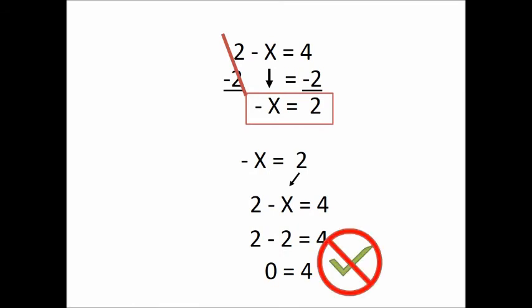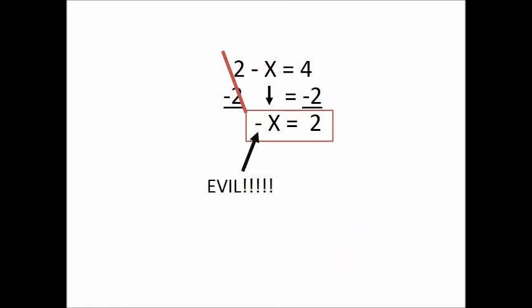That doesn't check out. Well, this is why Mr. Beuthin had you do those little checks, because you're going to find out that it didn't work out. So we did something wrong in the problem. It's because that negative sign is evil. Yes, it's evil.